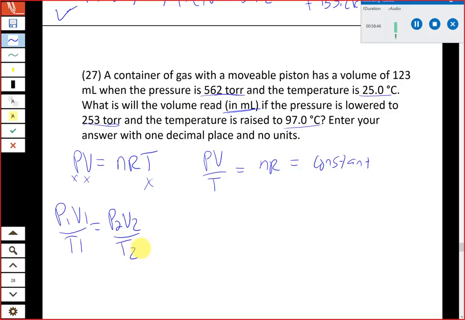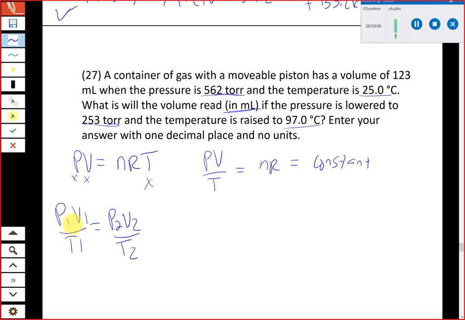This is sometimes referred to as the combined gas equation because it's basically Boyle's law and Charles's law blended together, although we don't need to necessarily know that's what it's called or even memorize this equation, because it can always be formulated from PV equals nRT by just taking all of the variables that are changing and moving them over to one side.